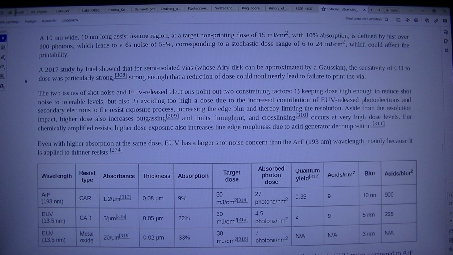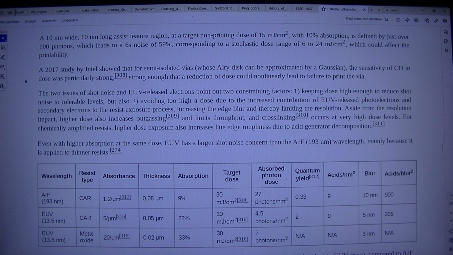A 2017 study by Intel showed that for semi-isolated vias, whose Airy disk can be approximated by a Gaussian, the sensitivity of CD to dose was particularly strong, 308, strong enough that a reduction of dose could nonlinearly lead to failure to print the via.